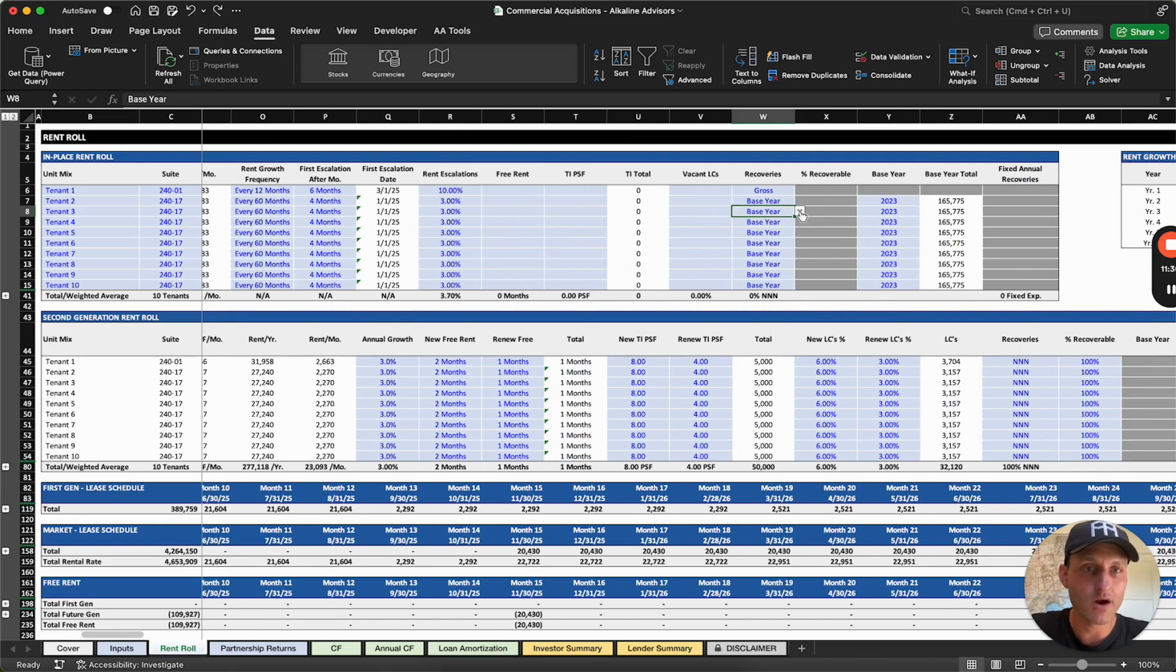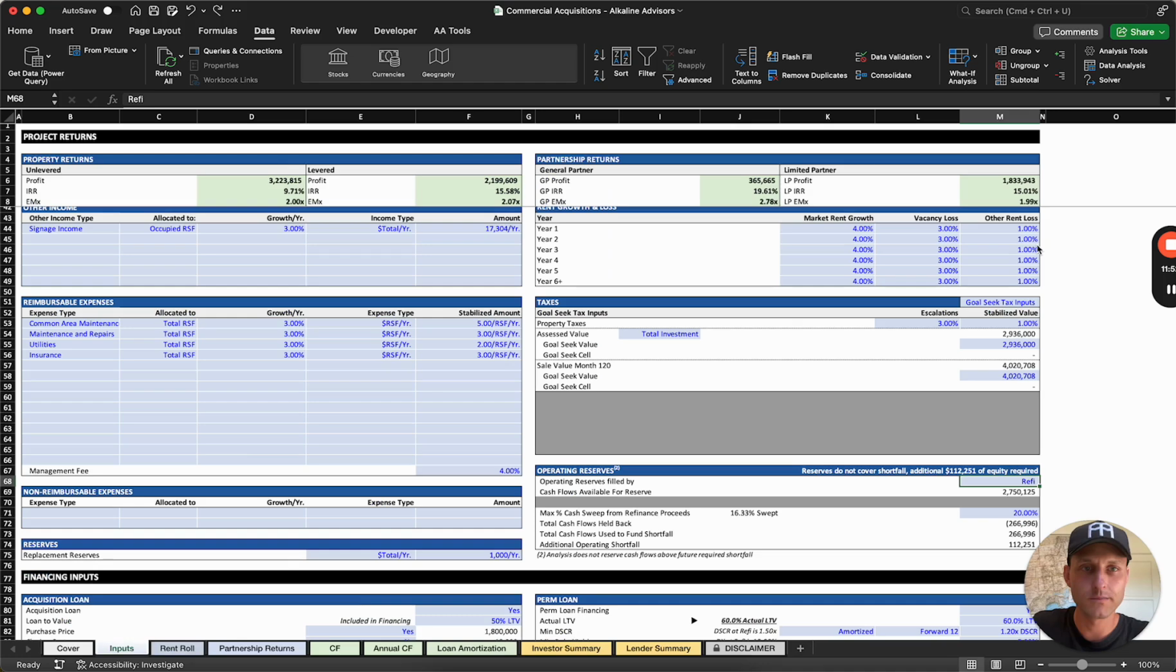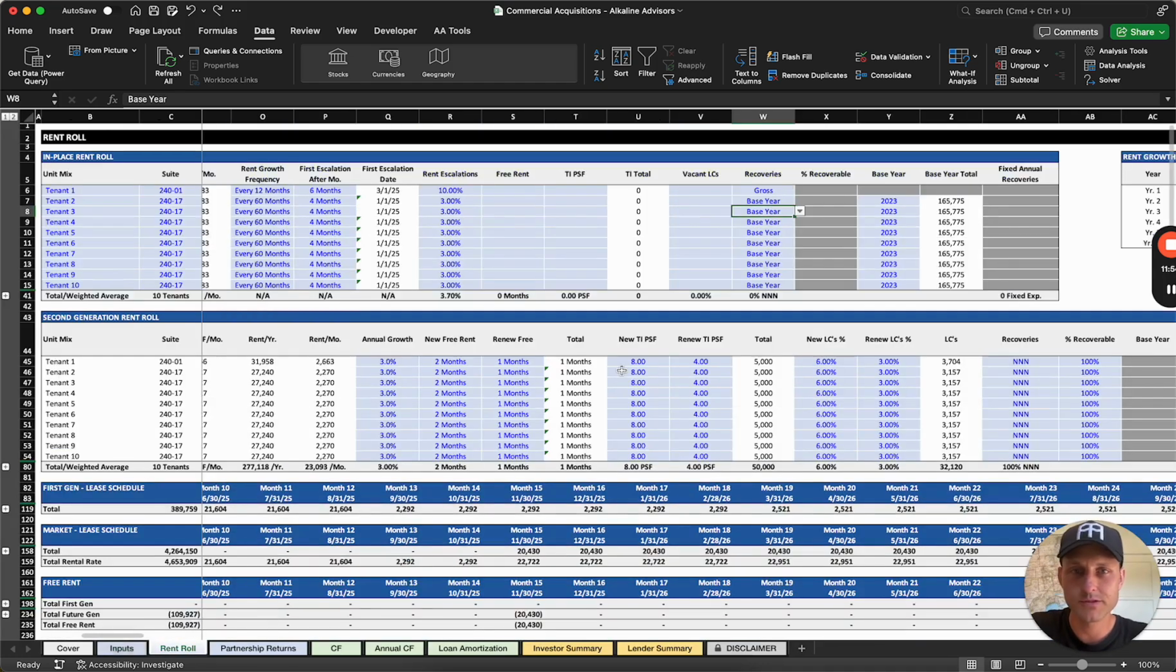Recoveries: how are we recovering the expenses for each tenant? So we can recover based on triple net. What percent are we going to be recovering? And that's per tenant. We can recover based on a base year, let's say 2023. We can recover based off of a gross amount or based off of a fixed amount. And then you can input what that fixed annual recovery is there. So we just allow you a little bit of additional functionality there. Oops, let's hop back over here.